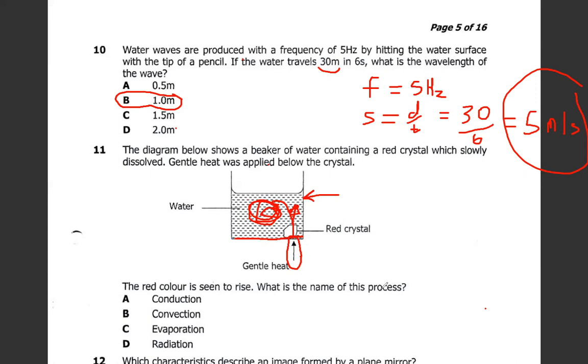What is the name of this process? The process by which the heat was being transferred throughout the water, that's the only way the red color would be seen rising. It's because it was in the liquid. And therefore, the method by which this heat was being transferred is convection, because it is through the liquid.